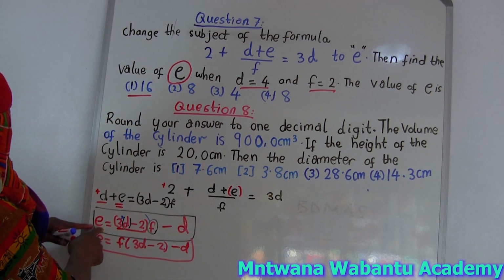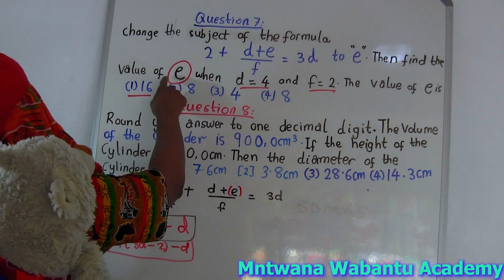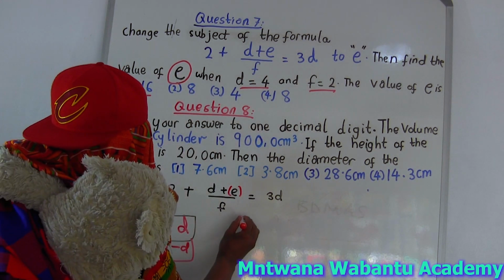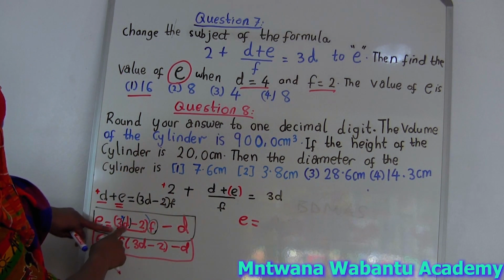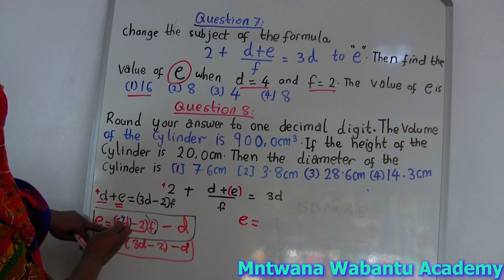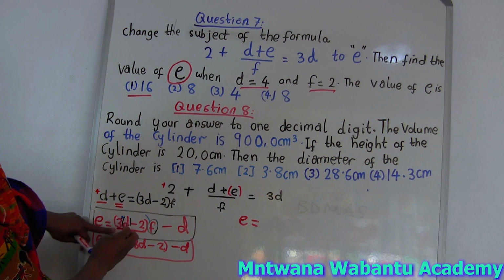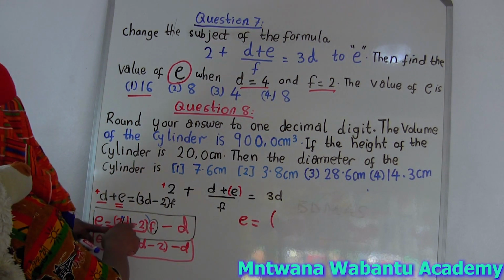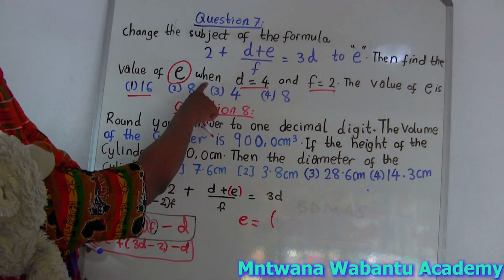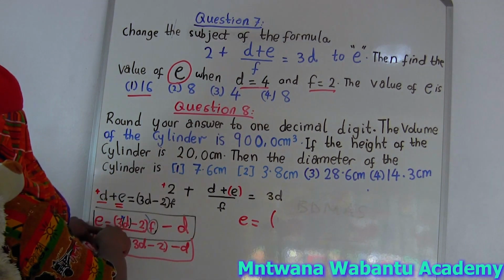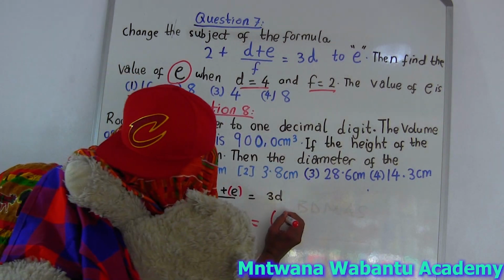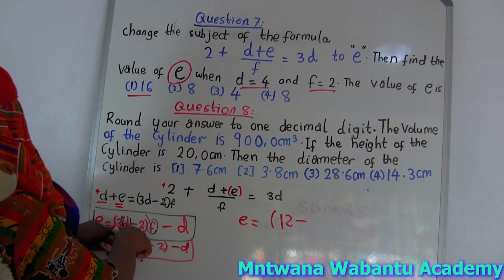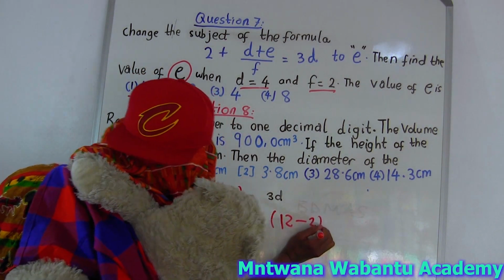So now we want to get the value of E, right? Because they say find the value of E. So we're going to say E equals 3D. Which sign is in here? 3D means 3 times D. So we're going to put a bracket. 3 times D, and D equals 4. So 3 times 4 is going to give us 12. And then we have minus 2. And then close your bracket.